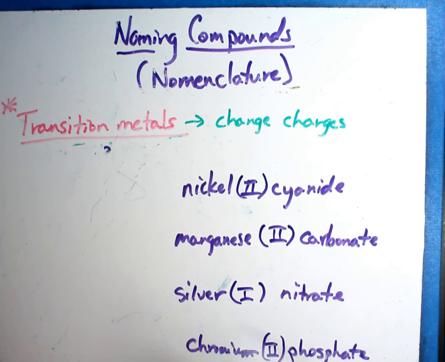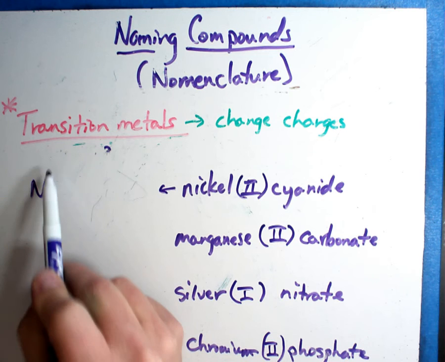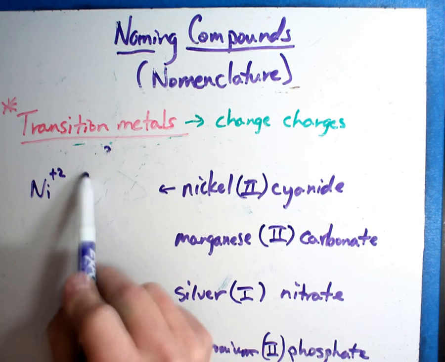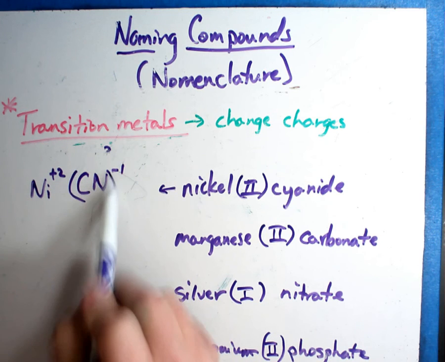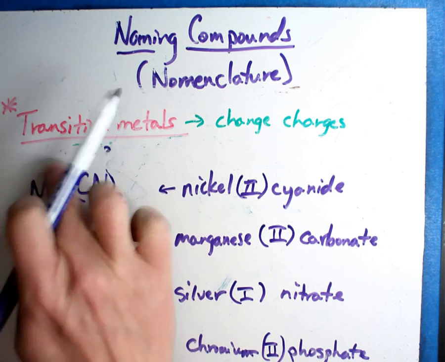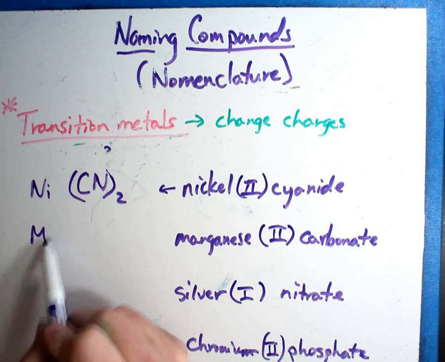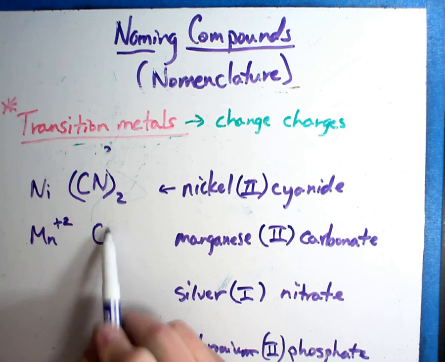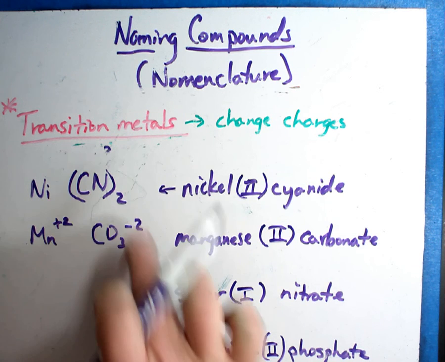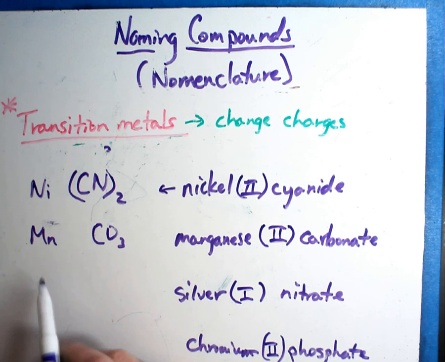Now, what happens if you had the reverse? Can you get your answers back? Well, let's go back this direction. If nickel is a +2 and cyanide is a -1, when I switch them, the 2 goes there. Don't write the 1. That's what I get. I bet that matches. Manganese is a 2 and CO3 is a -2. They equal each other, so the charges are gone. I get the formula back.